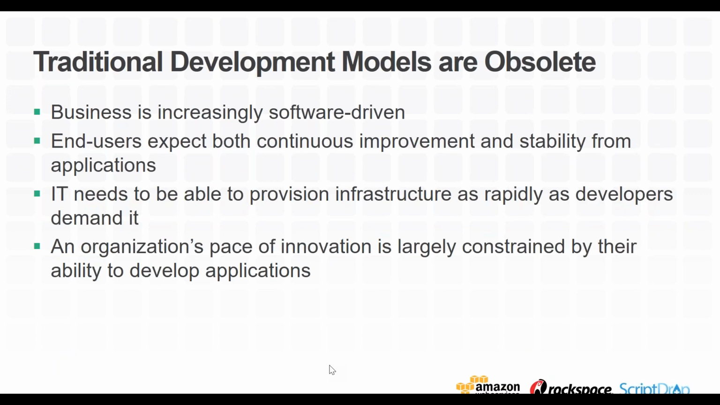DevOps is the combination of cultural philosophies, practices, and tools that you can use to improve your ability to deliver applications and services at high velocity, evolving and improving your products at a faster pace than other organizations can using traditional software development and infrastructure management processes. You can use this speed to better serve your customers and compete more effectively in the market.